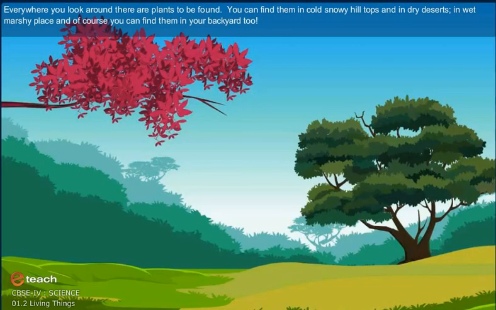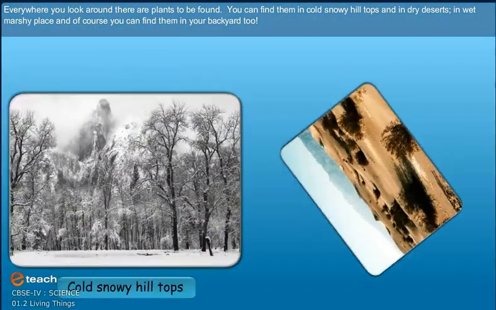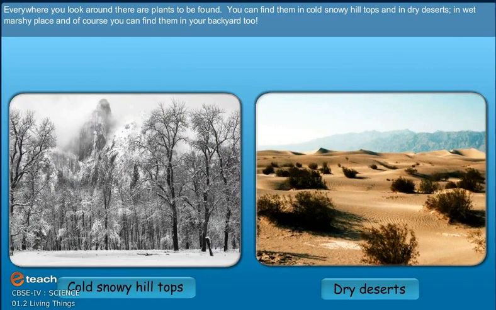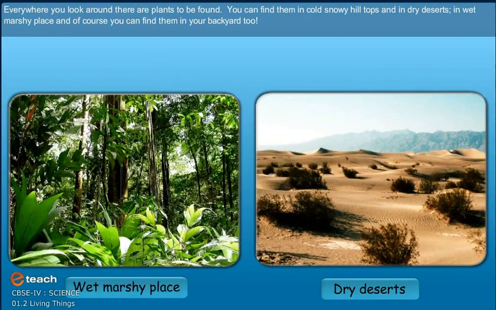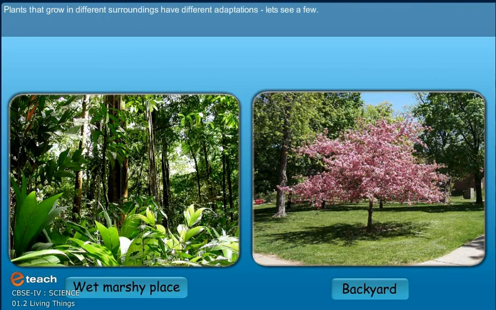Everywhere you look around, there are plants to be found. You can find them in cold, snowy hilltops and in dry deserts, in wet, marshy places, and, of course, you can find them in your backyard too. Plants that grow in different surroundings have different adaptations. Let's see a few.